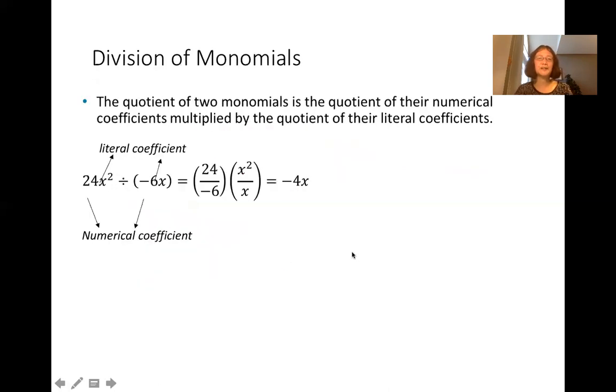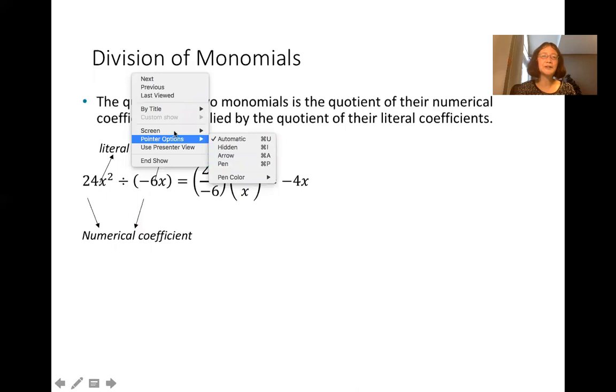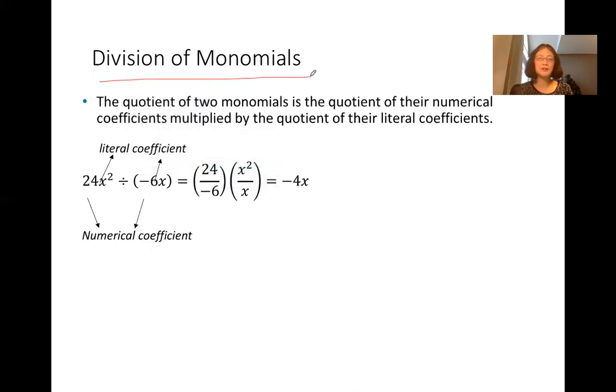Okay. So far we talked about multiplication of monomials and also multiplication of polynomial with polynomial. Now let's do the division. So first we start with division of monomials. Remember, monomials only have one item. So let's do 24x squared, this is a monomial, divided by negative 6x, this is another monomial.